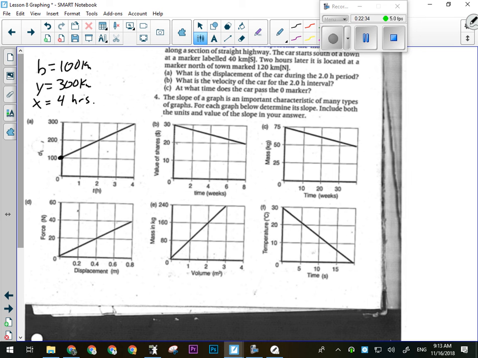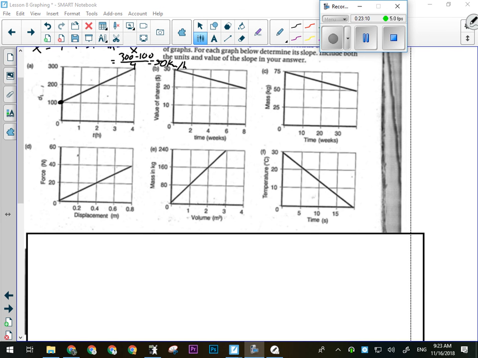Okay, can I calculate the slope of that graph now? Right, so I just take y equals m times x plus b, and I solve for m. So m will be y minus b over x. So that'll be 300 minus 100 over 4. 200 over 4 should be 50 kilometers per hour. Okay, everybody follow what I did there? Okay, so I want you guys to do that for B through F, and then we'll walk through them together.